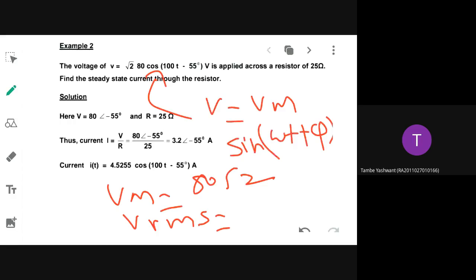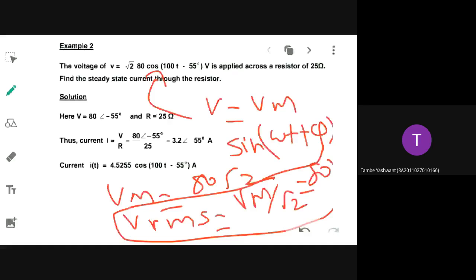Vm by root 2. Remember the formula: Vm by root 2. So what will be the formula? 80. Always remember, we have to use 80 root 2 by 2, RMS values only for calculation. RMS value only should be used for calculation. So if it is Vm, you cannot use.